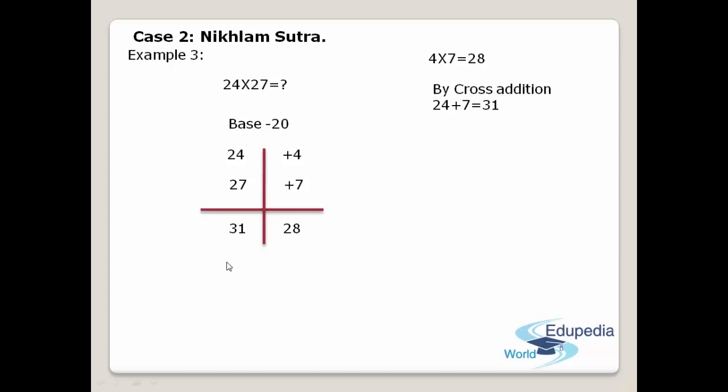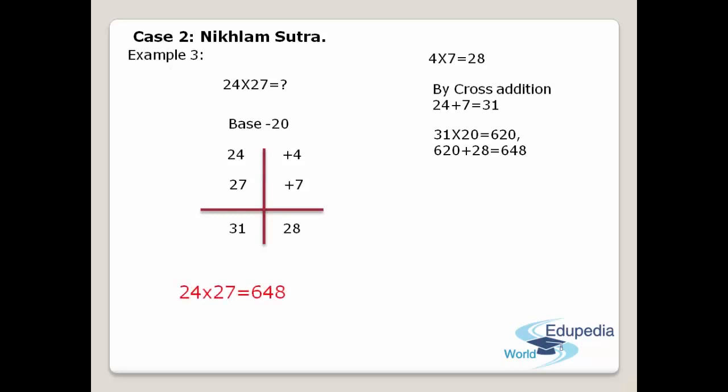So here you have to multiply 31 and 20. When you multiply 31 and 20, you will get 620. Why? Because 2 ones are 2, 2 threes are 6, and you just keep that 0 here. After getting that 620, you add the number that you have got at the bottom of the right column, that is 28. So 620 plus 28, you will get 648. Therefore, when you multiply 24 and 27, you will get the product as 648.